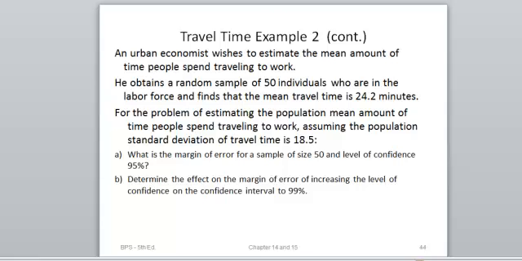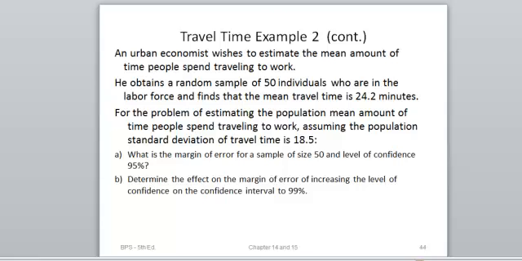We're going to look at travel time. An urban economist wishes to estimate the mean amount of time people spend traveling to work. So he takes a random sample of 50 individuals who are in the labor force and finds that their mean travel time is 24.2. For the problem of estimating the population mean amount of time people spend traveling to work, assume the population standard deviation of travel time is 18.5 minutes.